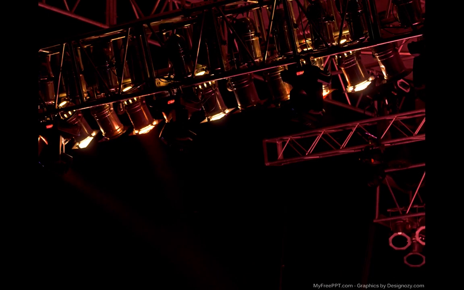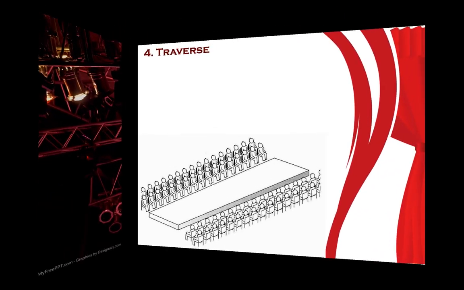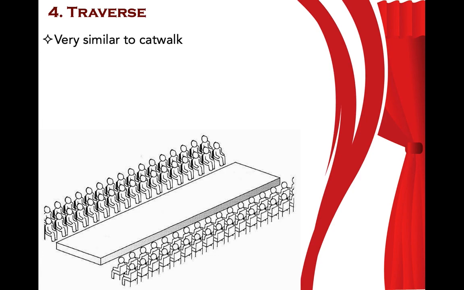Going on to our next type of stage, which is the traverse stage. So the traverse is very similar to a catwalk. The only difference is that a catwalk will be shaped like a T, but the traverse is shaped like an I, a common I without the dot, or a common L.